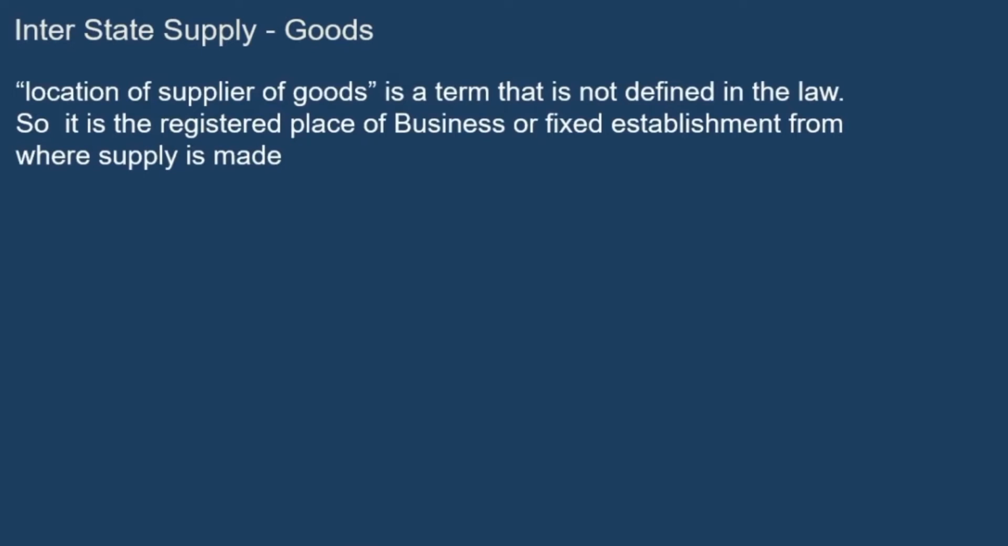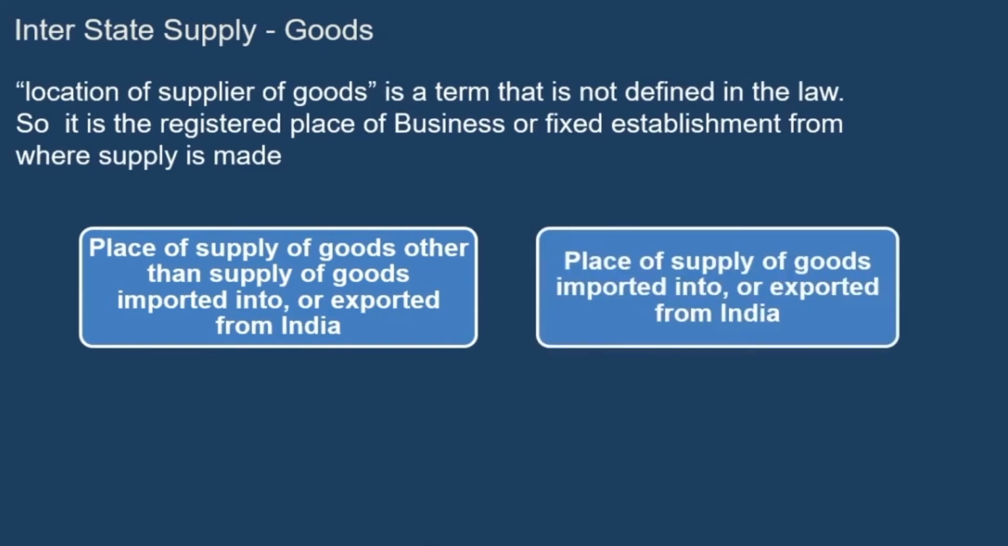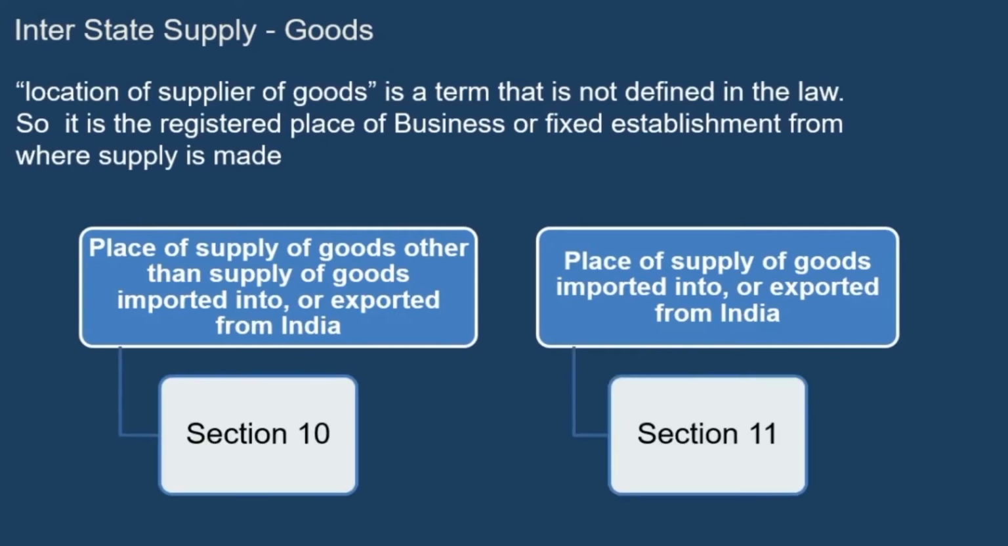So as per our common sense and common logic, we have to interpret this: place of supply of goods other than import or export, and place of supply of goods imported into or exported from India, are governed by Section 10 and Section 11 respectively. So let us understand these terminologies one by one. Under Section 10, place of supply of goods. Under Section 11, this is divided into various different situations or categories.